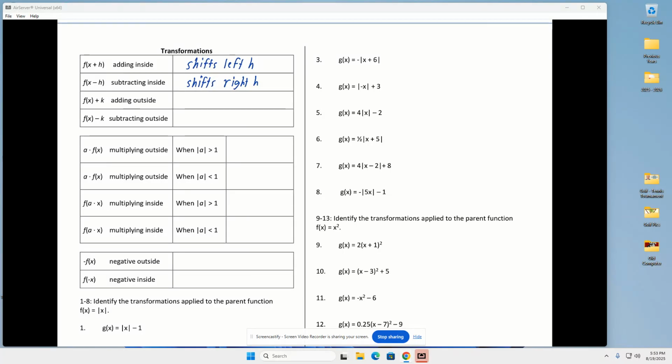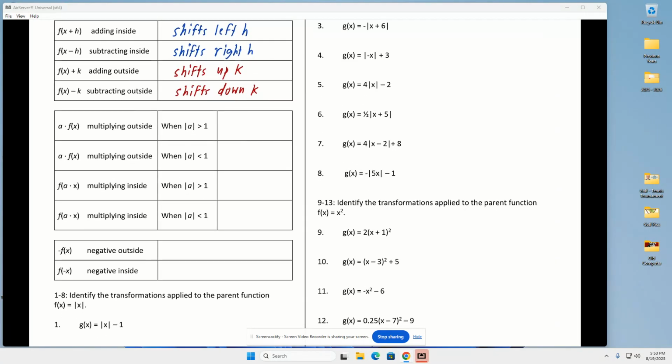Okay? Outside's vertical, so if it's positive K, it's up. And if it's down, or if it's negative, it's shifting down. Pardon my handwriting. I feel like it's a little sloppy. I'll do better on the next group. Okay, next. When I'm multiplying outside, it's vertical. When I'm multiplying inside, it's horizontal. But the focus also needs to be right here. If the A value that you're working with is greater than 1, it's got to get more narrow. So that's both of these two. And then if that value is less than 1, it's getting wider.